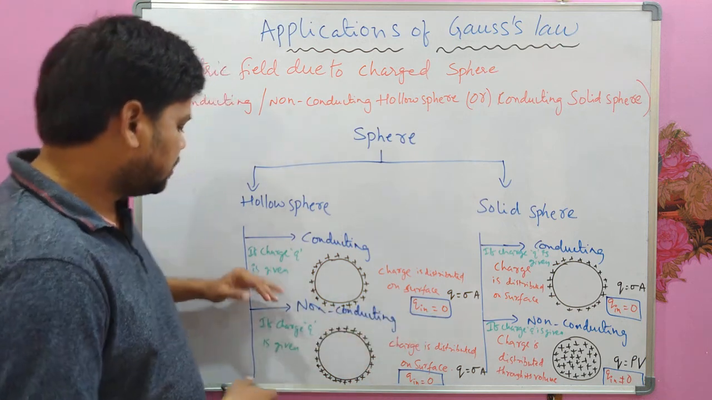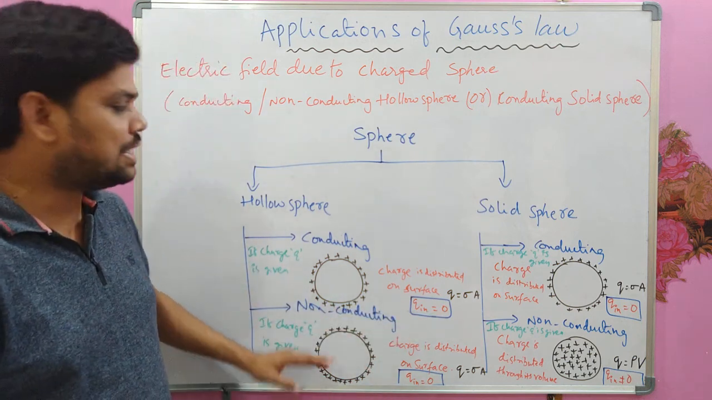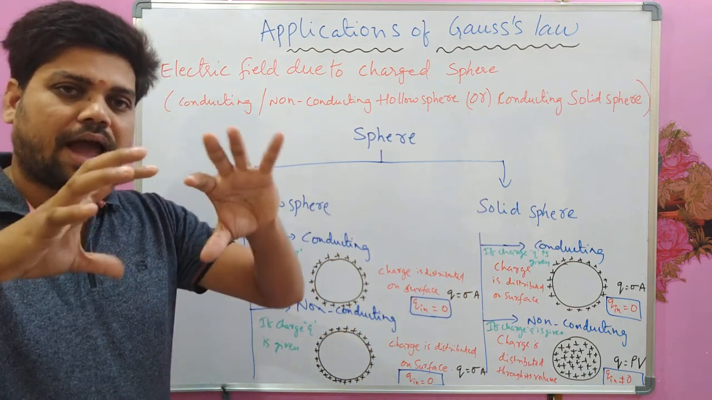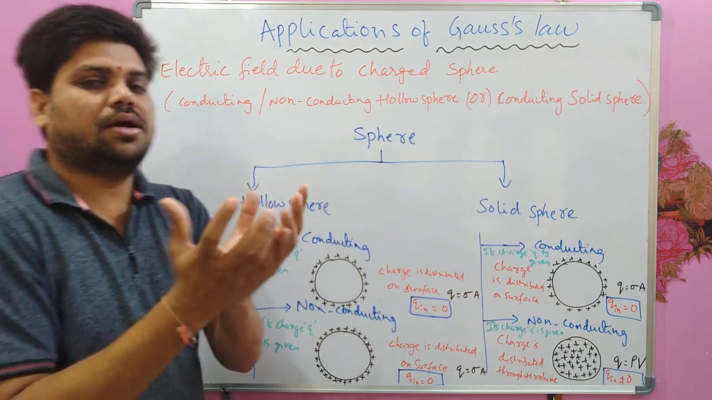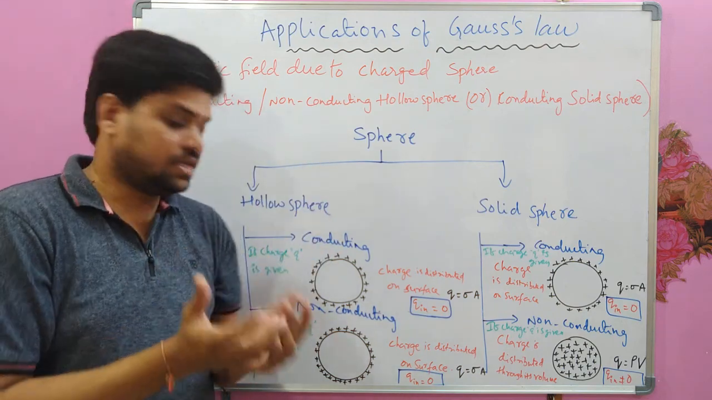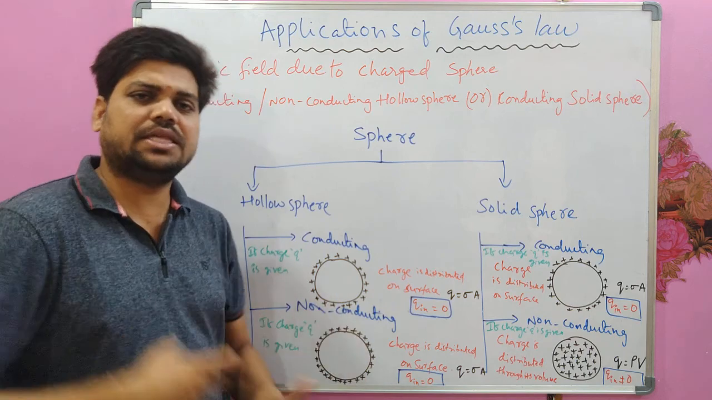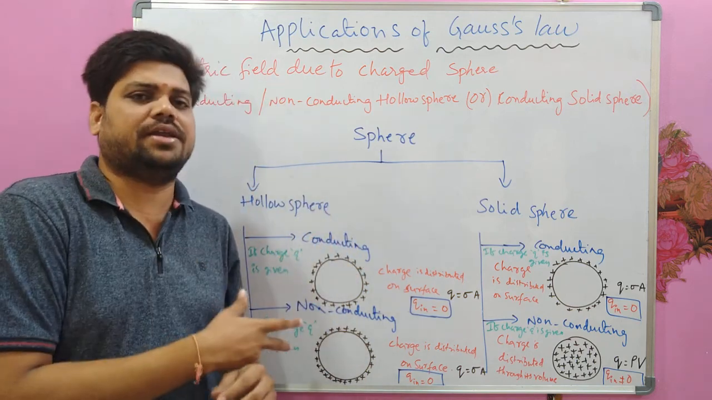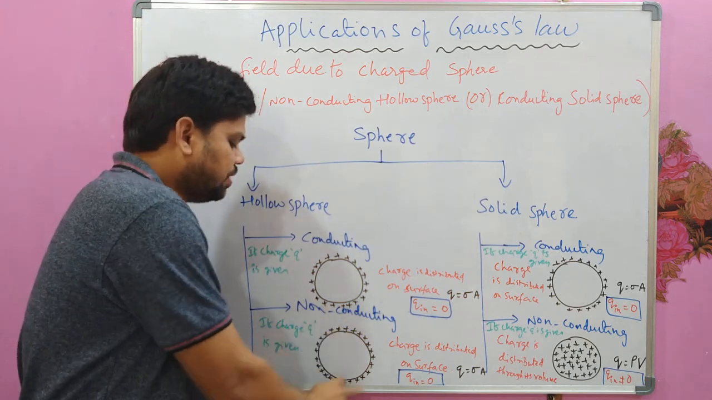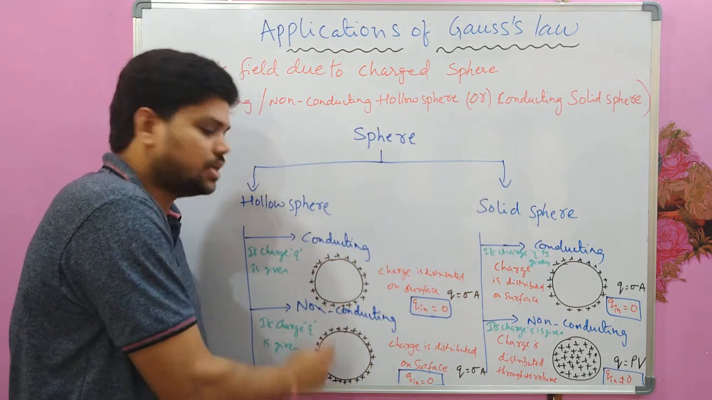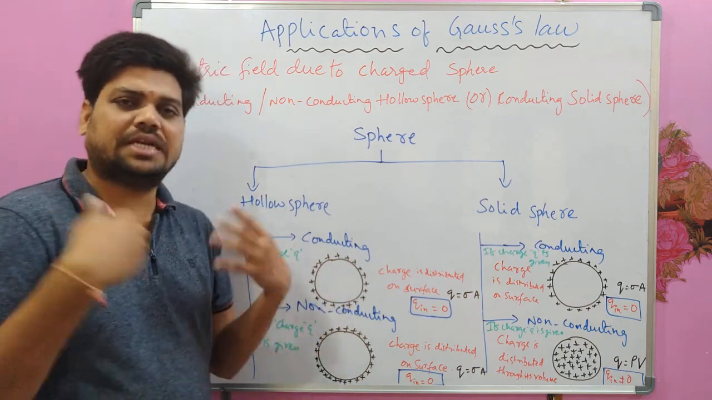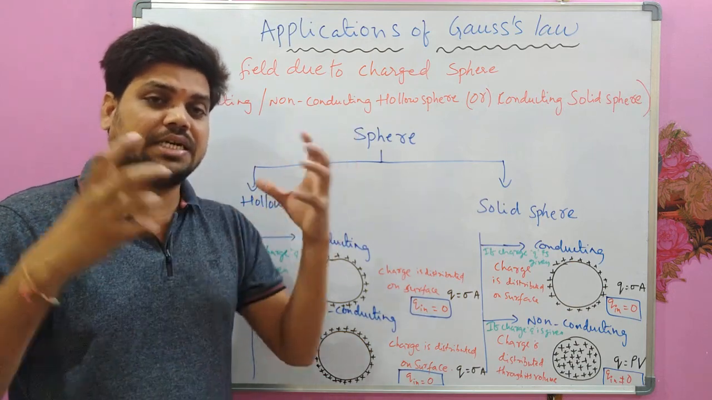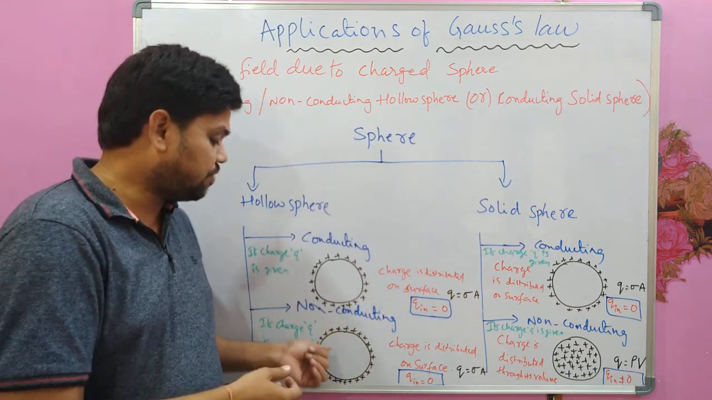Coming back to the non-conducting hollow sphere, just like a plastic material used to manufacture a hollow sphere which is non-conducting. Even in this case, because there is nothing inside, whatever charge is given will be accumulated on the surface, just like here. No matter whether it is conducting or non-conducting, because there is nothing inside a hollow sphere, the charge given to the sphere is accumulated on the surface.